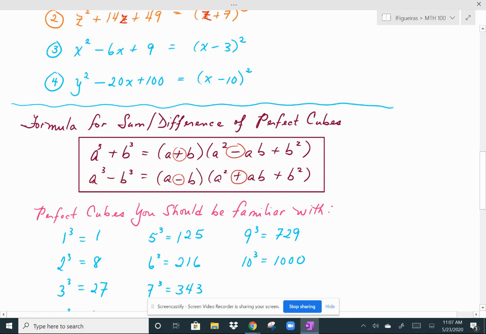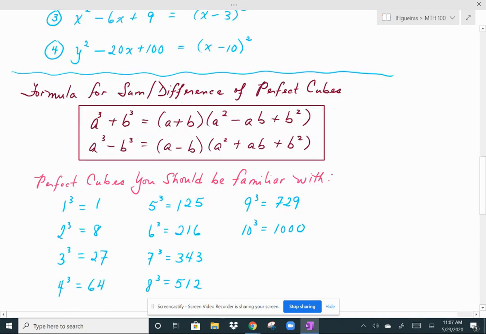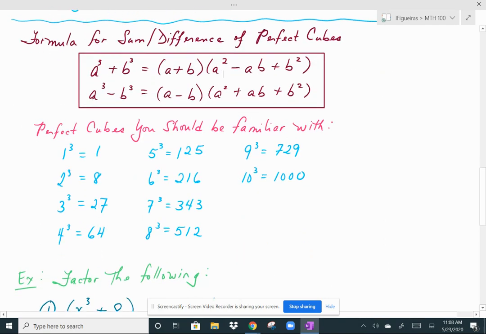So this is something to keep in mind when you're factoring. Sometimes you have perfect cubes and you're not trying to figure out any particular combination of numbers. You really just have to plug into these formulas. So before we practice factoring, let's familiarize ourselves with some numbers that are perfect cubes.